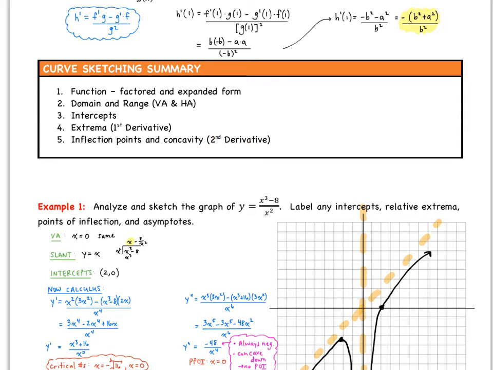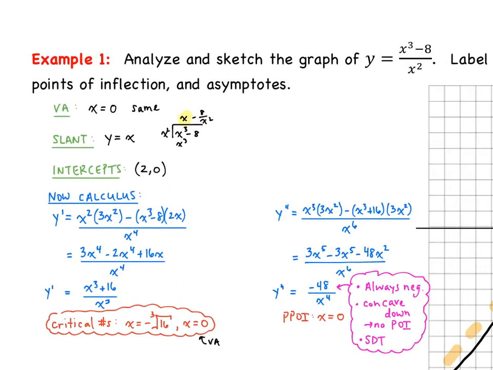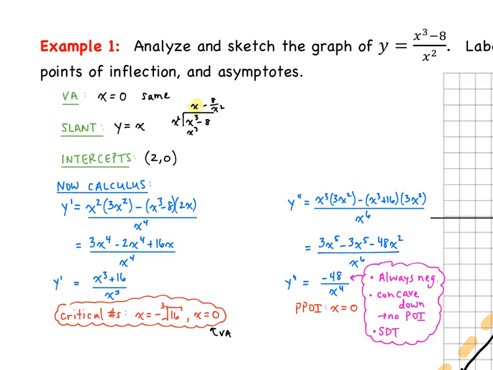Okay, so if we're going to analyze and sketch the graph of y equals x cubed minus 8 over x squared, we'll label all of the important information. So let's go ahead and get started. Okay, so first of all, we can't really clean this up any further. We could certainly factor that numerator out if we wanted to, but nothing's going to cancel. So we only have a vertical asymptote of x equals 0.